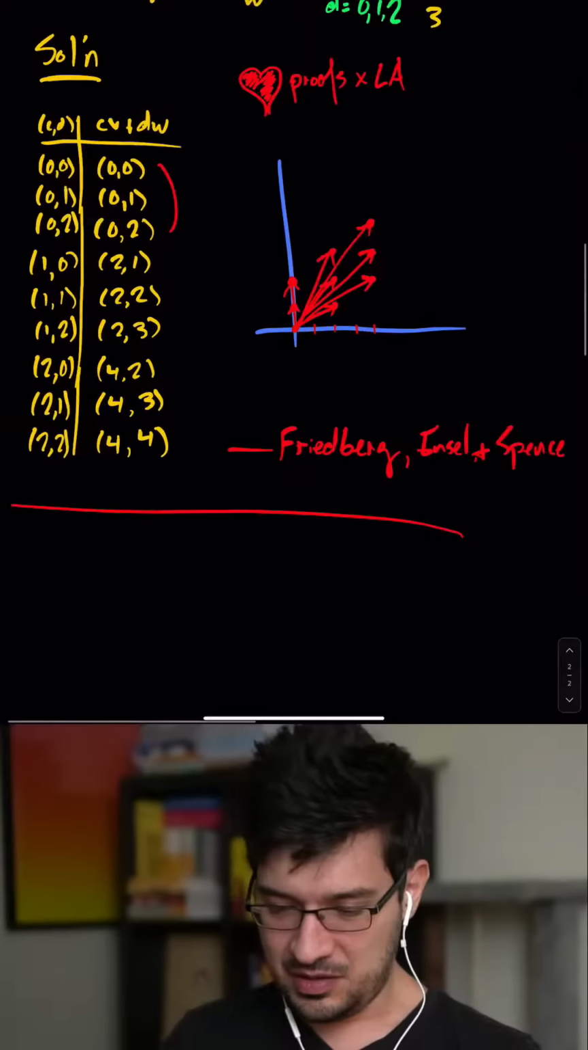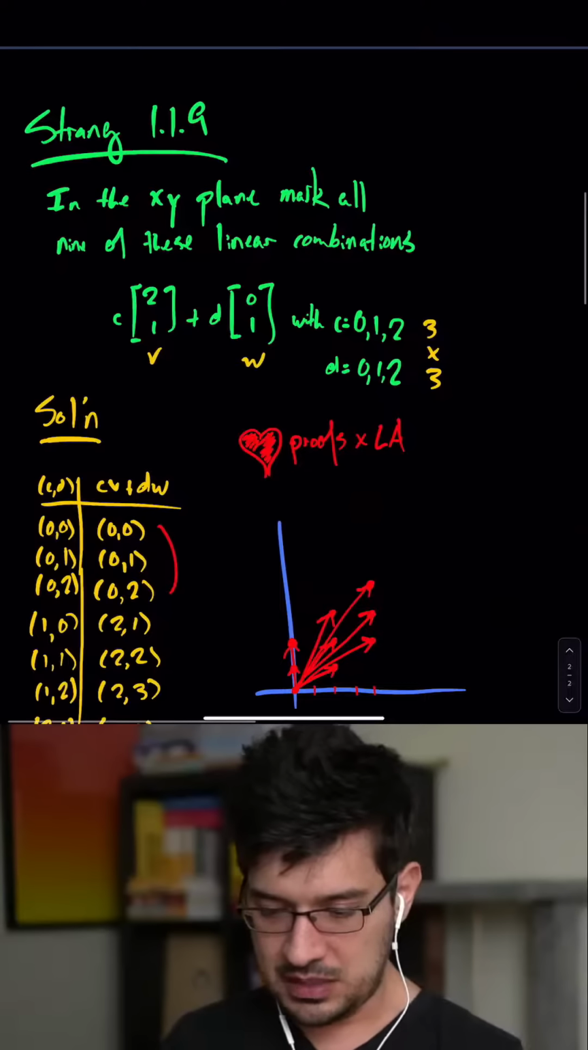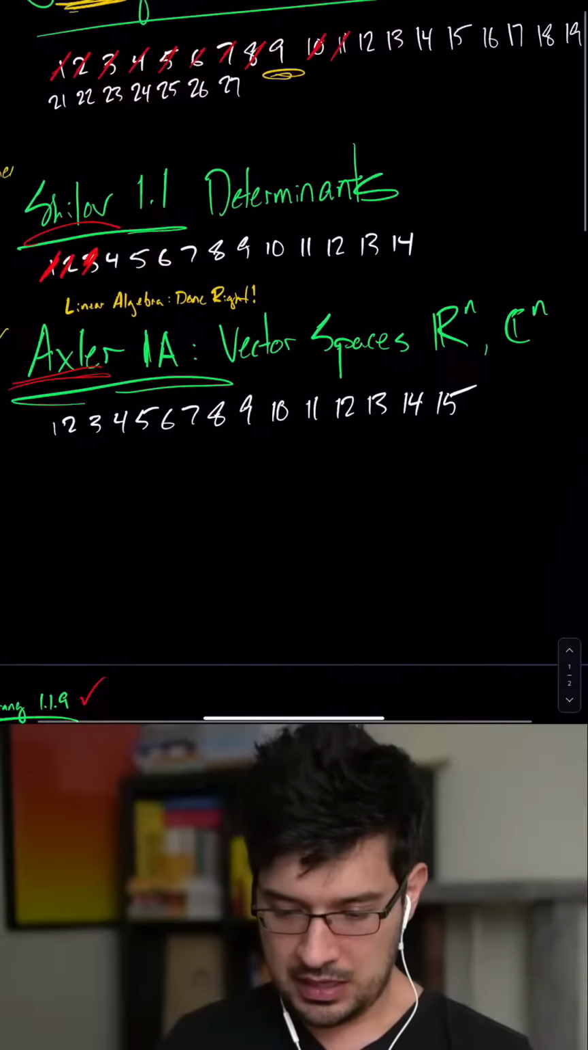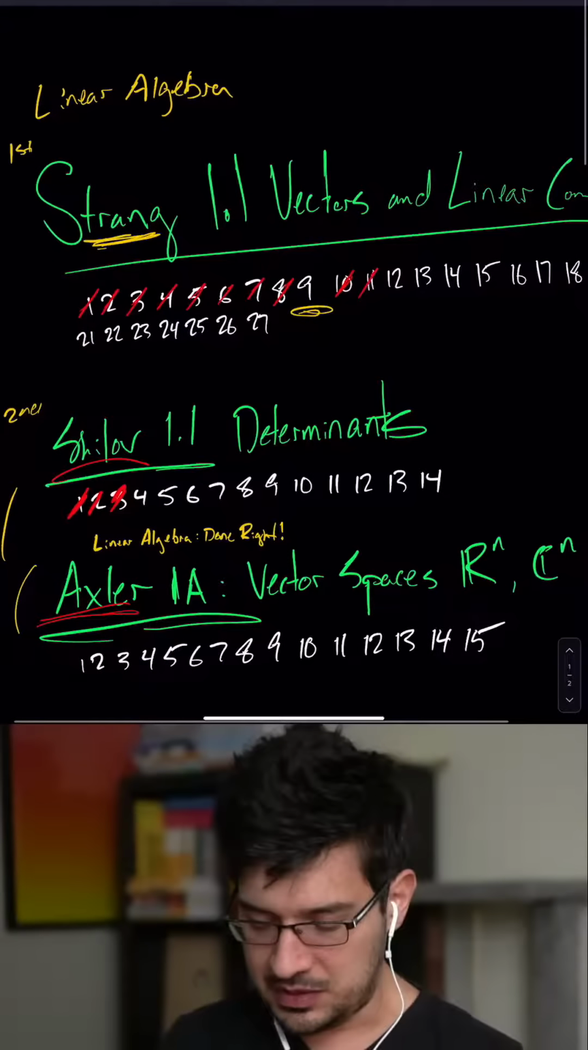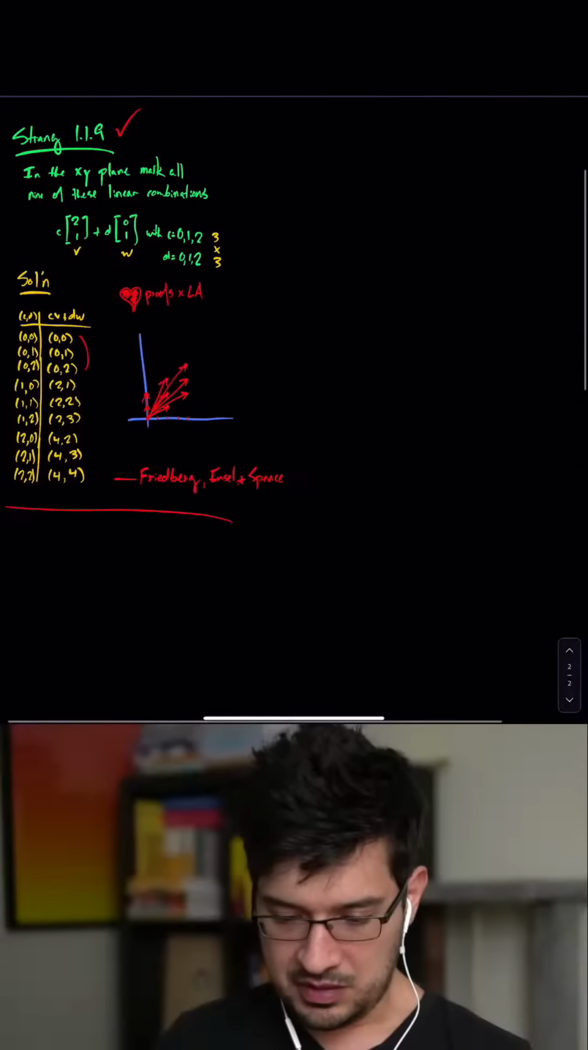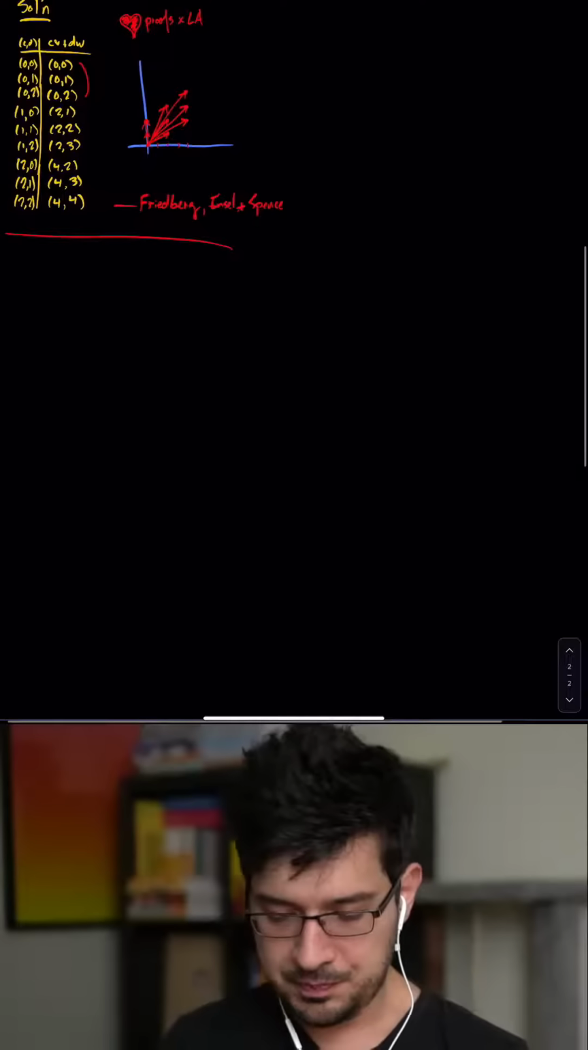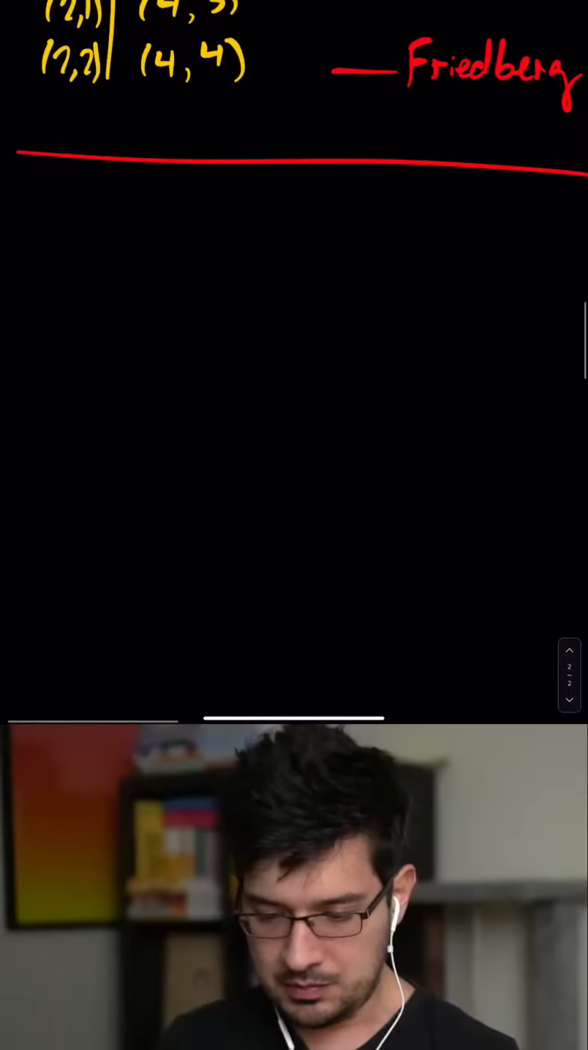All right, so I think that's it. I think we're done. 119. I'm gonna go ahead and cross it off. I think that we did it. I don't know if there was anything else we're supposed to do. Next one.